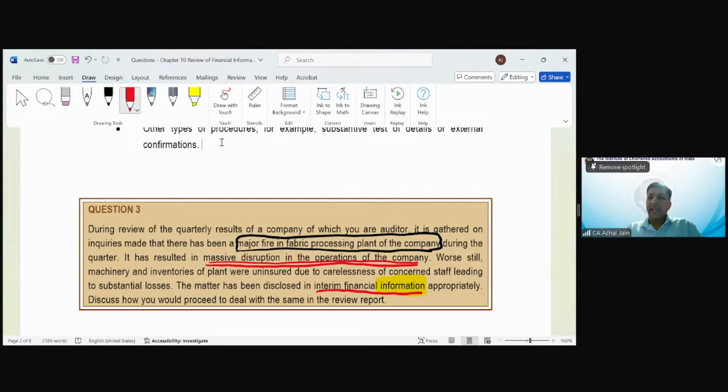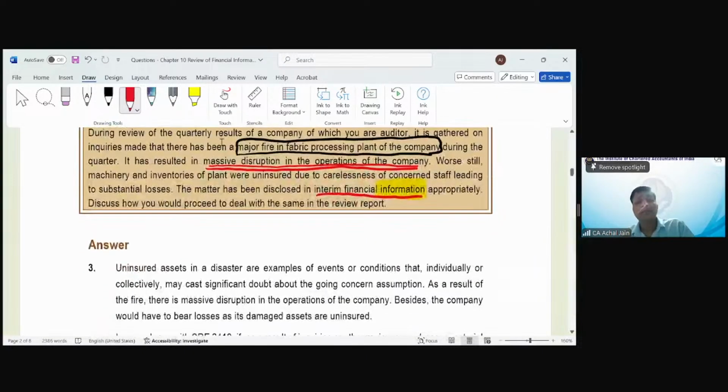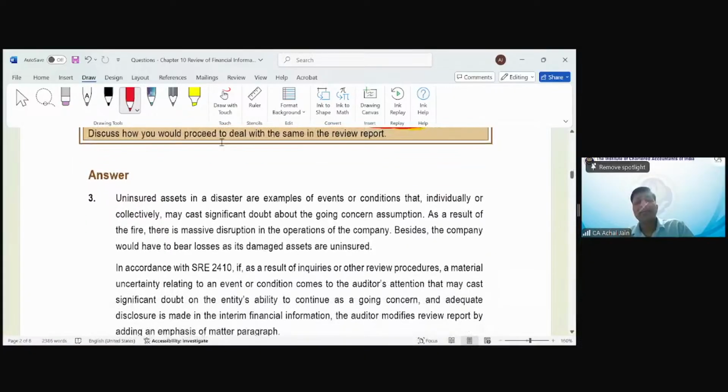What about others? Anyone else? Your thoughts on this? Sir, an adverse conclusion should be given since it is a material thing to the company. Okay, but why do you think it should be an adverse conclusion? Because its impact is pervasive. Okay, because its impact is pervasive. All right. Anyone else? Quickly.